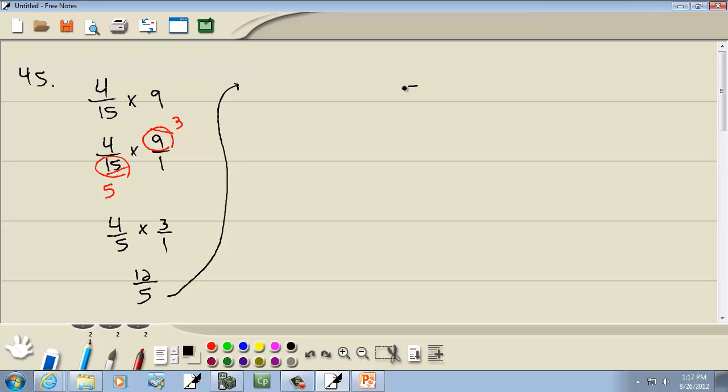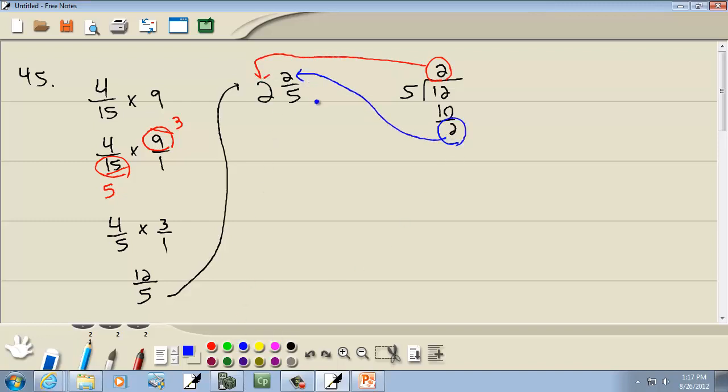Now again, I'm going to change that to a mixed number. So take my number on top, divide by the number on the bottom, because it's an improper fraction, that's where the number on top is larger. 5 goes into 12 2 times. 2 times 5 is 10, and 2. So this would be 2 and 2/5 as our answer. Again, whatever number's on top here goes out in front. Whatever your remainder is goes right there. And what you're dividing by goes right here.